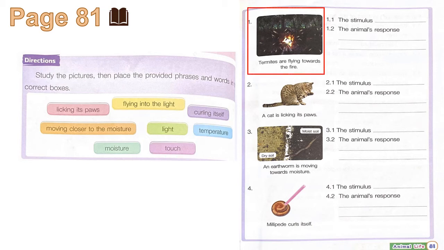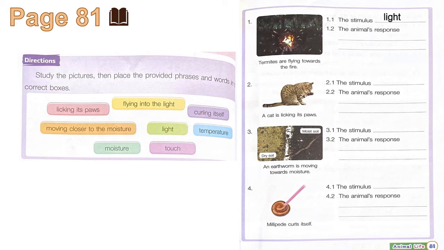Number 1, look at the picture. We have here termites are flying towards the fire. So what is the stimulus? You're right, it's the fire, it's the light. So please write the correct answer, the light.